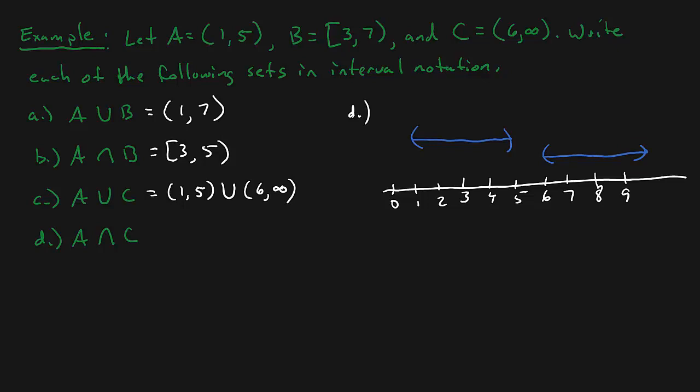All right. Now this is A intersects C. So that's where the two graphs overlap. So where do they overlap? Well, they don't overlap anywhere, do they? They have nothing in common. So this would be the empty set, no solution. Okay, they don't overlap anywhere.